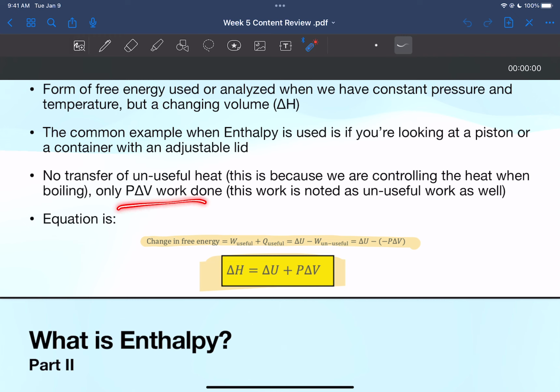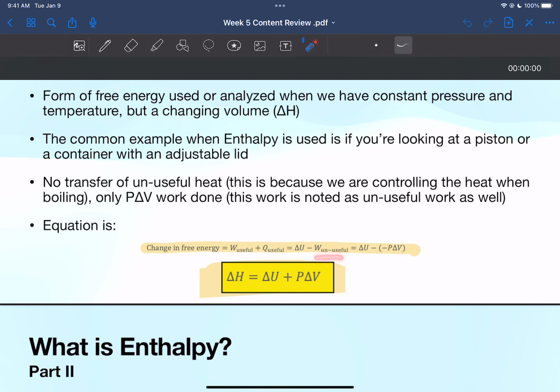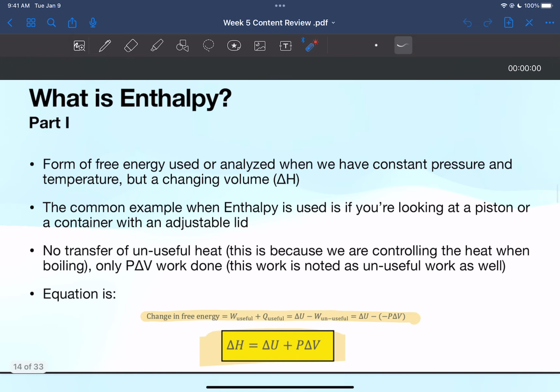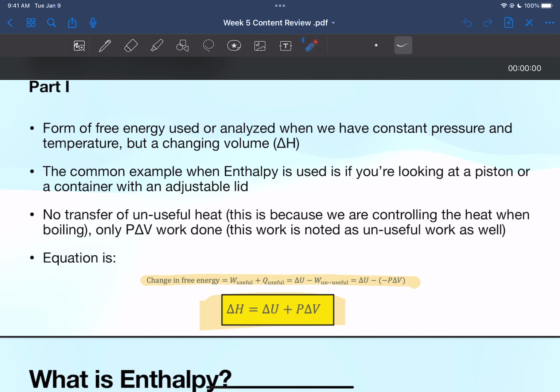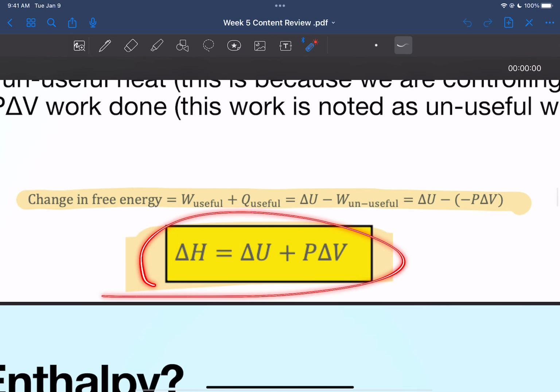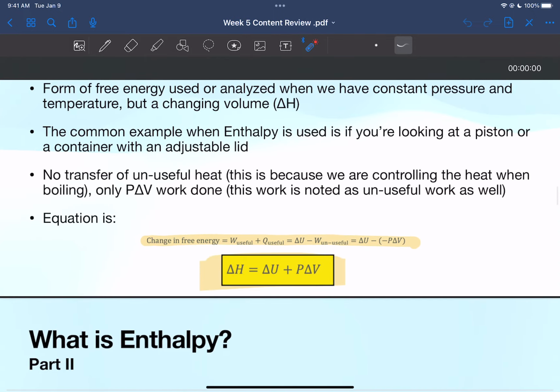Now, you don't have to quite understand the idea of unuseful work and unuseful heat for these different types of free energies. I'll go over them anyway, and explain each one as best as I can. But if you just understand this equation, what this means, you're solid. If you can understand the variables in the equation, what they mean, how to manipulate them, how to move them around, you're good. This idea of unuseful versus useful energy for each of these types of free energies, it's nice to understand. I don't think it's a horrible concept, but I can understand where it can be confusing. Honestly, it took me a while to fully understand it too.